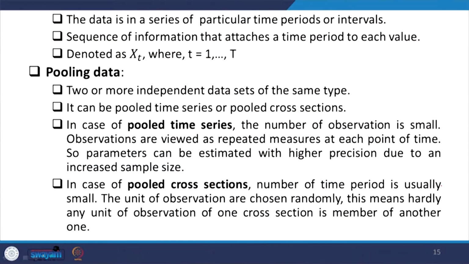In the case of pooled cross section, the number of time periods is usually very small, is it not? The unit observations are chosen randomly. This means hardly any unit of observation of one cross section is a member of another one. Okay. So, that is because of the cross sectional approach.